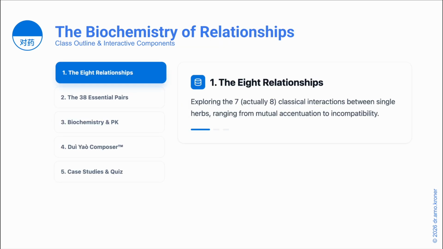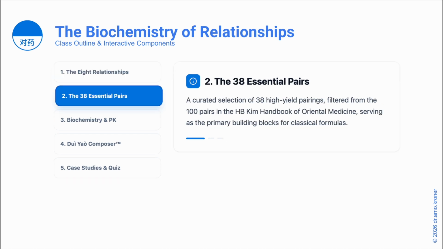Now, in this course, I focus, of course, on the classical representation of Dui Yao. We go over some history. We also include the 8 or 7 relationships, which are the interactions between the herbs. Now, I've only put 38 pairs in the course because I started with the H.P. Kim Handbook of Oriental Medicine, and there's 100 pairs in there in the table. There's actually even more pairs if you do some research. So I try to pare it down to only 38 high-yield pairings filtered from the 100 pairs.